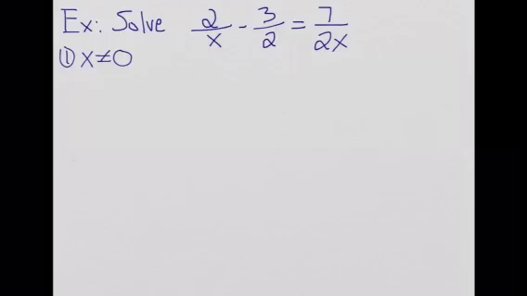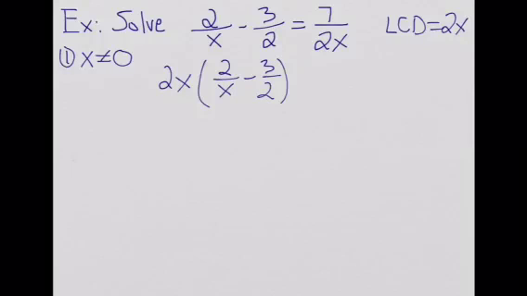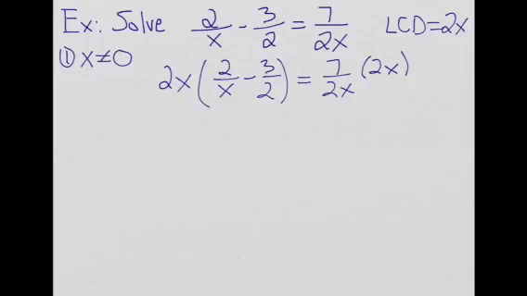And then step 2 says we want to multiply each side by the LCD. But first we've got to find the LCD. And if we remember back how to find the LCD, we get that the LCD is 2x. And so now we're going to multiply each side by 2x. So I'm going to have 2x times 2 over x minus 3 over 2, and that's equal to 7 over 2x, again times 2x. We've got to multiply both sides by the 2x.